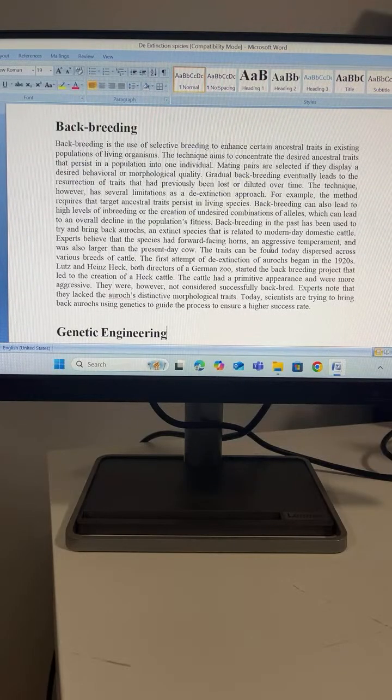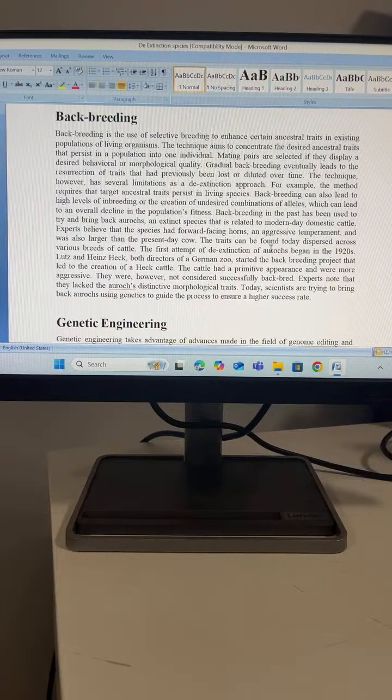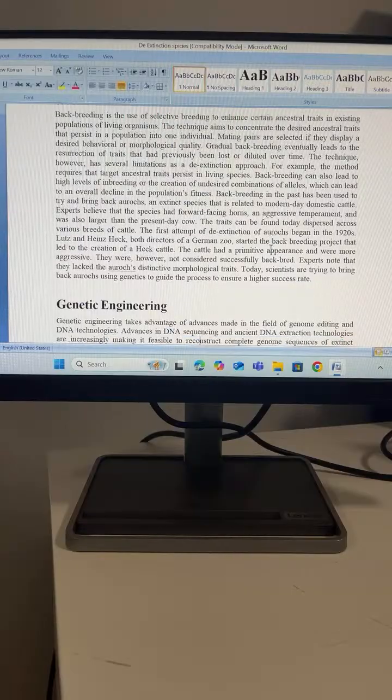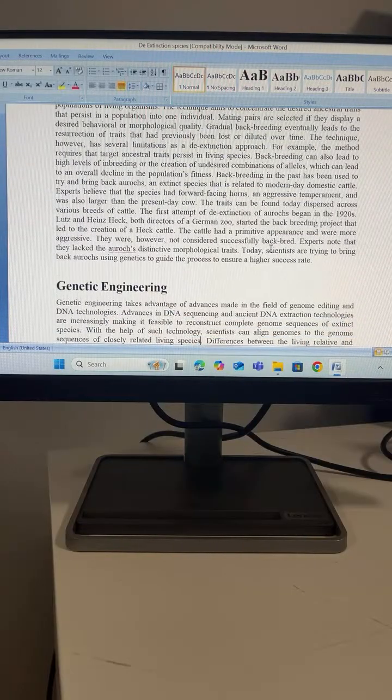The cattle had a primitive appearance and were more aggressive. They were, however, not considered successfully bred. Experts note that they lacked the aurochs' distinctive morphological traits. Today, scientists are trying to bring back the aurochs using genetics to guide the process to ensure a higher success rate.